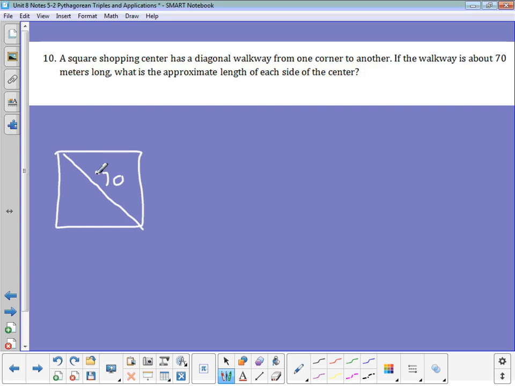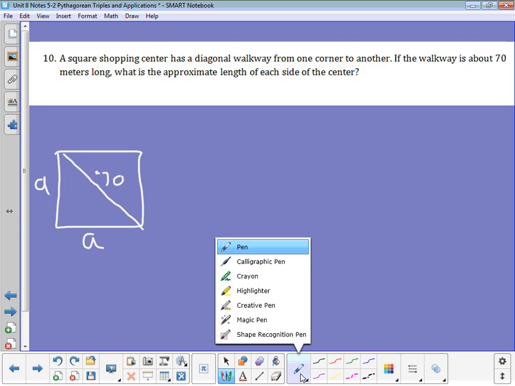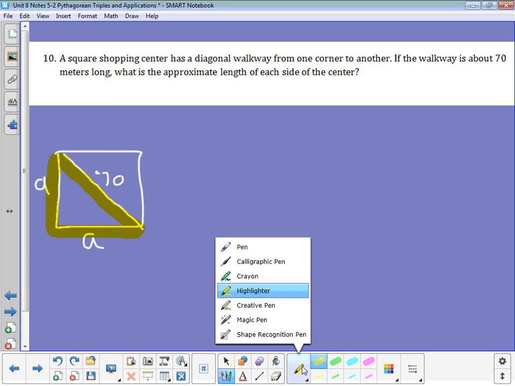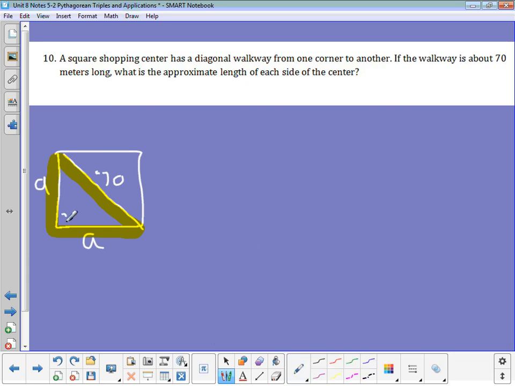Well, now we have to think about what we know about a square. Here are some things we know about a square, that all sides are the same. So if this is length A, then this is also length A. So what we notice from here now is that we can actually pull out a triangle. So now we have a right triangle, because if it's a square, then this has to be a right angle. So now we have a right triangle, and we have A, A, and 70.